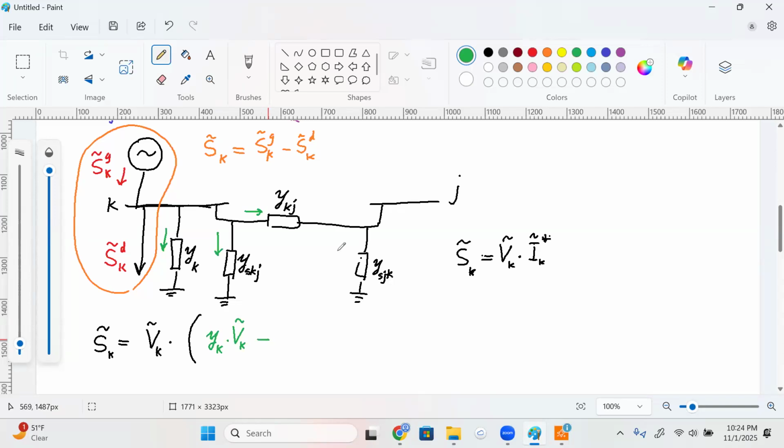What about the second term? So the current that goes through y^S_KJ, same thing. It's going to be y^S_KJ times V_K.